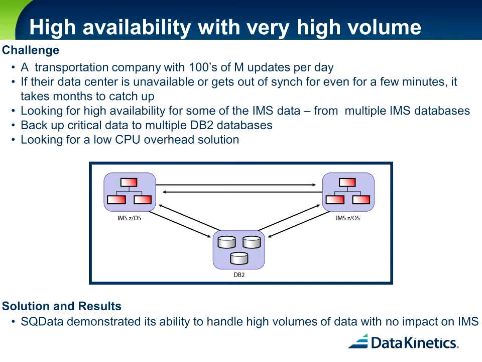So in this case, we're switching out of the financial industry and going to a transportation industry. So it's a company that had hundreds of millions of updates per day. If the data center is unavailable, they have this business problem where it can actually take them months to catch up to the data that they've lost or failed to replicate, even if it's only been out for a few minutes. So they're looking for high availability.